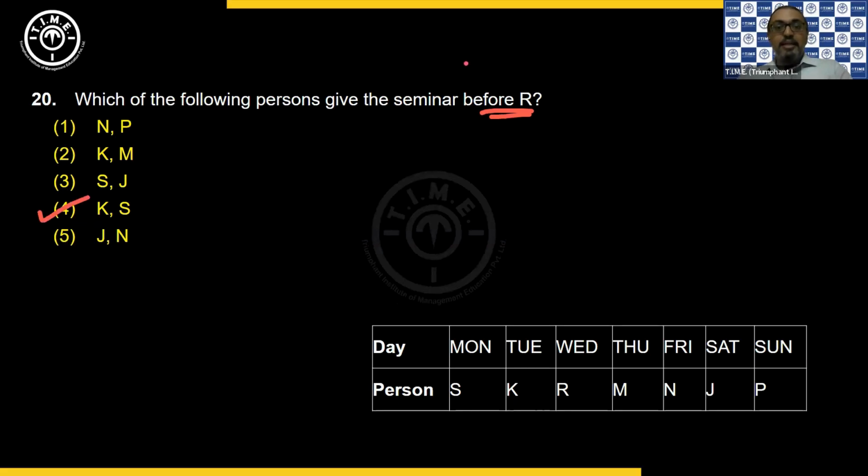So K and S. That is why we usually avoid doing horizontal arrangement, because it becomes slightly confusing to understand. So always do them top down so that above, before can be easily understood. Okay, below, after can be easily understood. Yeah, it is 4th option. So these are the questions you have in this set.